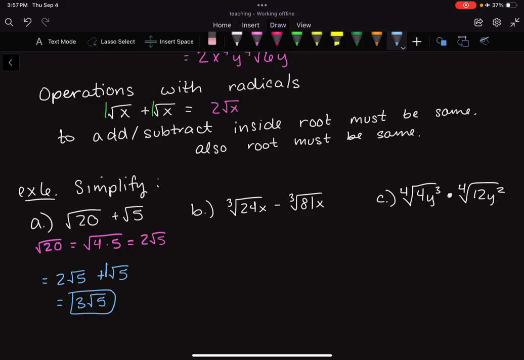For the next one, I have the cubed root of 24x. So I'm going to break this up a bit. So let's see, 24. I'm looking for perfect cubes now. I'm not looking for perfect squares. So 24 as a perfect cube would be 8 and 3. So I have 8, 3, and x.